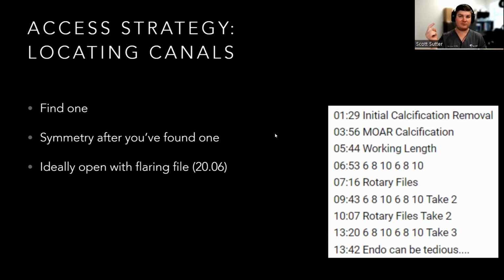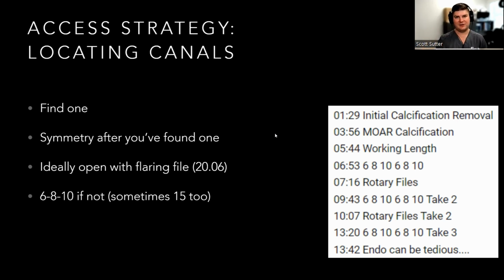I like to open with a flaring file. I use a 2006, and that just gives you a larger reference point. So instead of that palatal being super tiny and you're trying to find everything, quick, open it up. Doesn't take that much time at all to just go down about 5 millimeters, if so. But now you have a much larger hole. So when you're trying to find the rest of the canals, you can see exactly where it's going to be. I'll show you in a minute how that works. If you have issues getting down them, work up the 6, 8, 10, like we talked about.